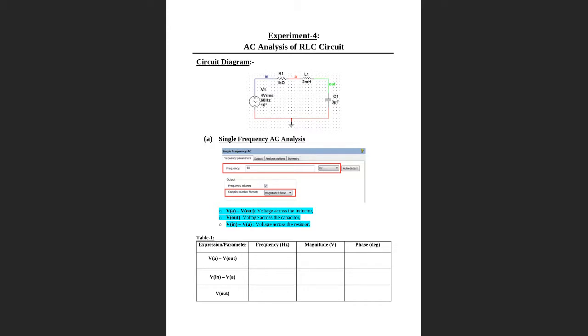Okay, so today inshallah we will start with experiment number 4, that is AC analysis of RLC circuit. Let me give you a quick review about what we have done in the previous experiments and how is the flow of each experiment.